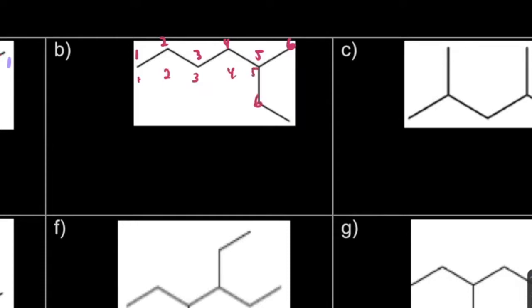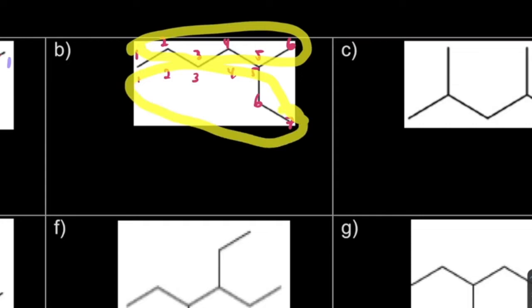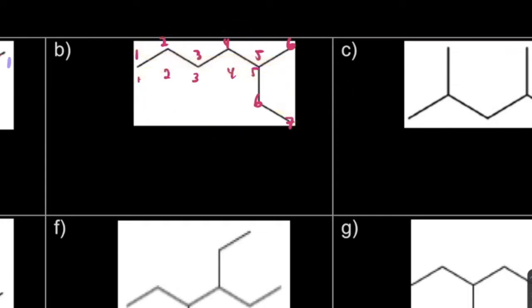Tapi kalau Miss count ke bawah ni, downwards, I got 7 carbon. So yang mana satu kita akan pilih? The longest continuous chain is 7. So I'm gonna erase it. Okay, so nama parents dia adalah heptane.